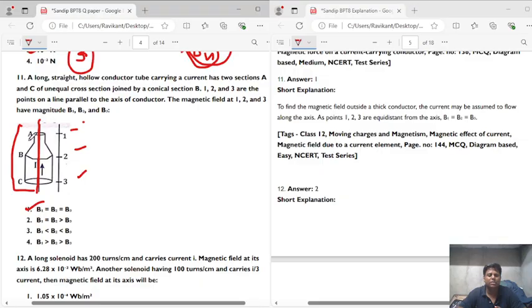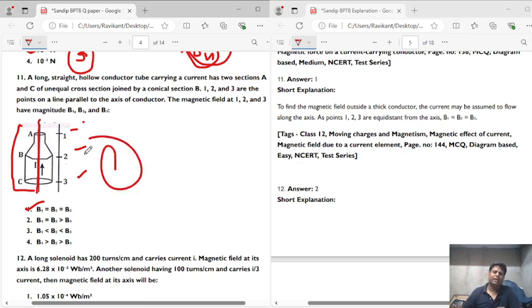Because for such a conductor which is a tube, whatever be the cross section, we assume that the entire current is flowing through the axis of the tube, and the points where we have to calculate the magnetic field, point 1, point 2 and point 3, are all equidistant from the axis, so all 3 points will have the same magnetic field strength. Therefore, B1 equals B2 equals B3. So the correct answer for question number 11 is option 1.